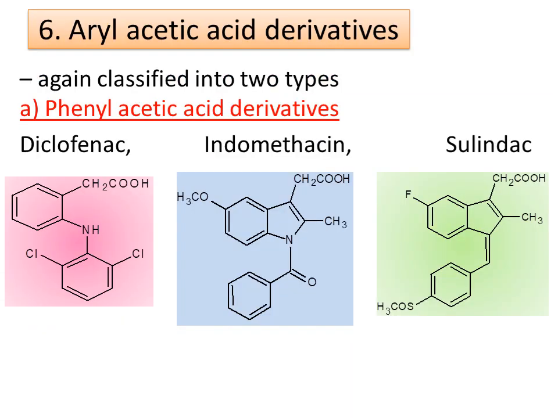Next and last class is aryl acetic acid derivatives. Aryl acetic acid derivatives are again classified into two types. One is phenyl acetic acid derivatives. An example molecule is diclofenac. This is the structure of diclofenac. It possesses a phenyl ring with CH2COOH, which is acetic acid. At the second position it possesses an NH as well as a dichloro group, consisting of 2 chlorines. This is the structure of diclofenac.